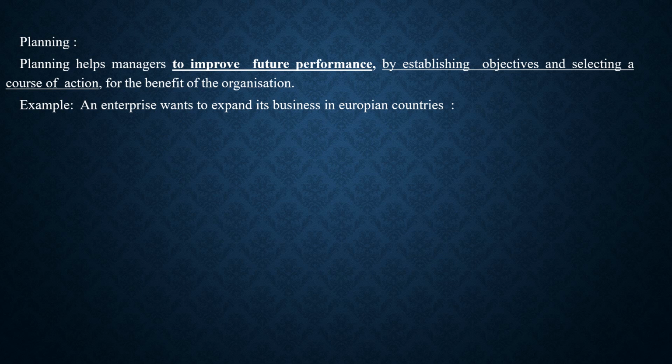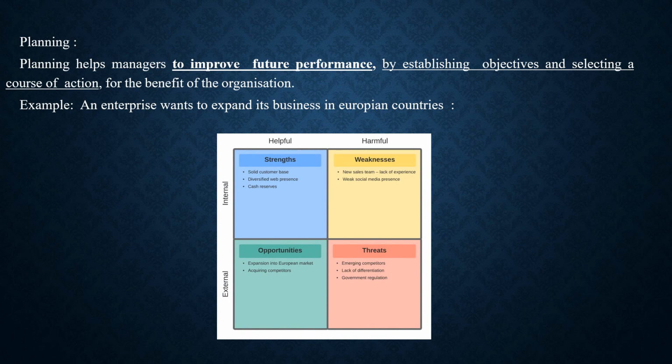For example, an enterprise wants to expand its business in European countries. Now with the help of planning, which is helpful for you and which is harmful for you, that we will discuss. That is, what is the strength, what are the weaknesses, what are the opportunities and threats regarding the planning. Now here in the strength: solid customer base, diversified web presence and cash reserves. So that is the strength. In the weaknesses: new sales team, whether the sales team is working properly or there is a lack of experience. Then weak social media presence, social media is not activated.